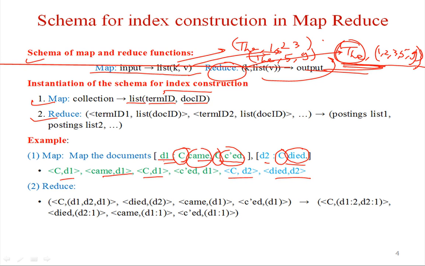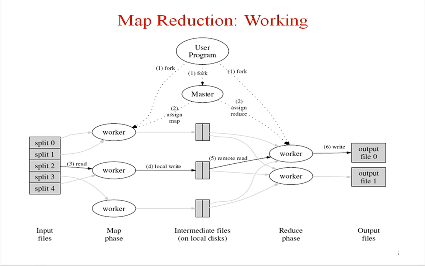Now how can we reduce? C exists in D1 and D2, and died exists in D2. Again we can reduce further: C exists in D1 2 times and C exists in D2 1 time. So this is a sample reducing function. This is the simple MapReduce working example.